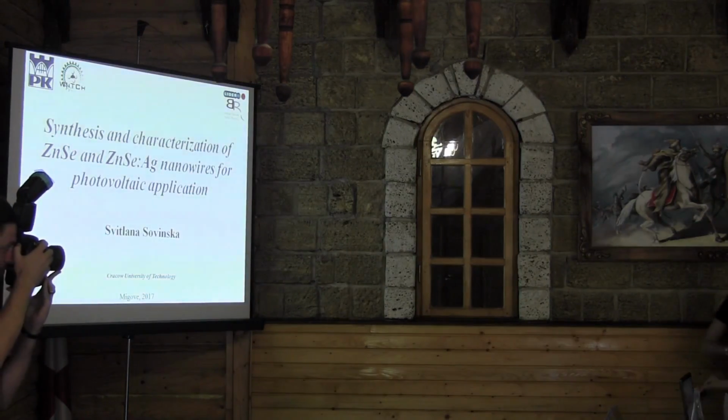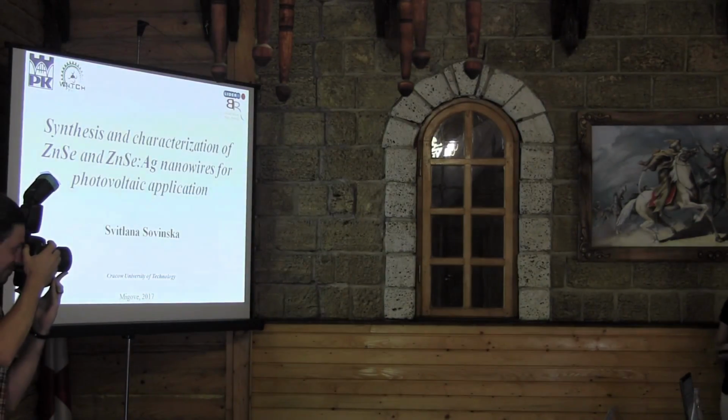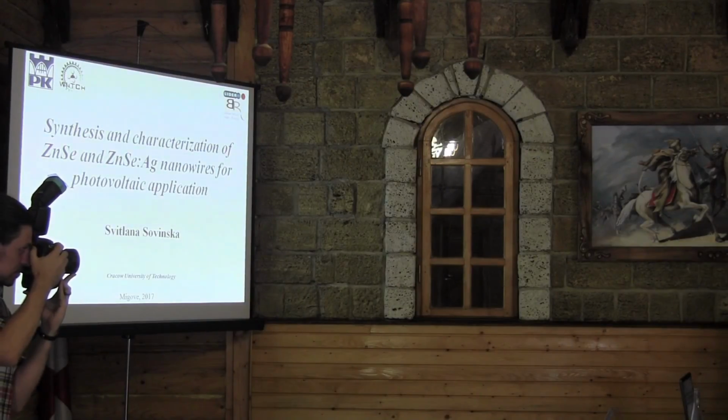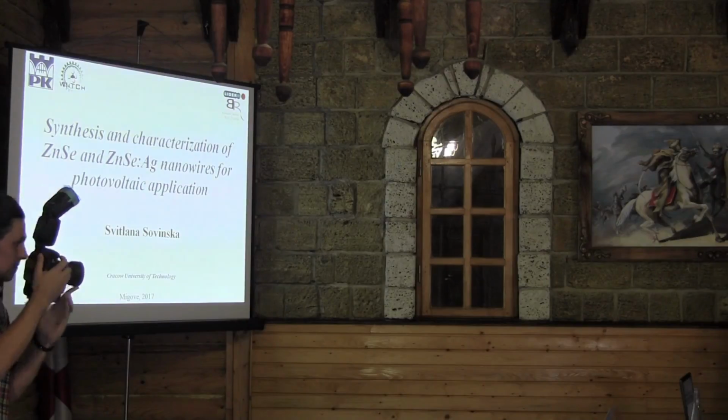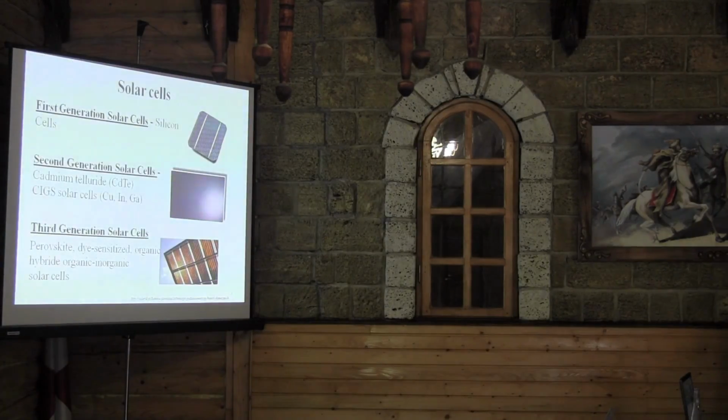Today I will present some part of my work. It's about the synthesis of zinc selenide and zinc selenide doped with silver nanowires for photovoltaics. First, a short introduction. As we know, there are three generations of solar cells. The first generation is silicon cells. The second generation is thin film technology of solar cells.